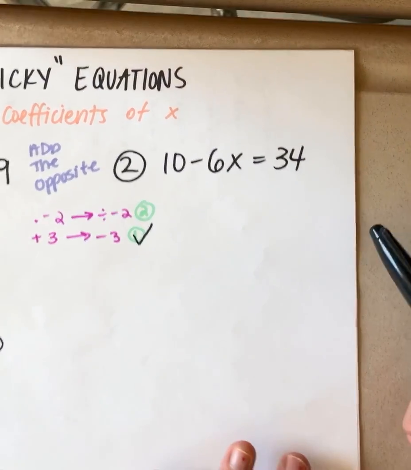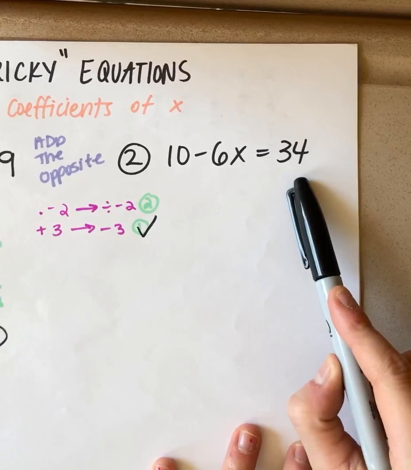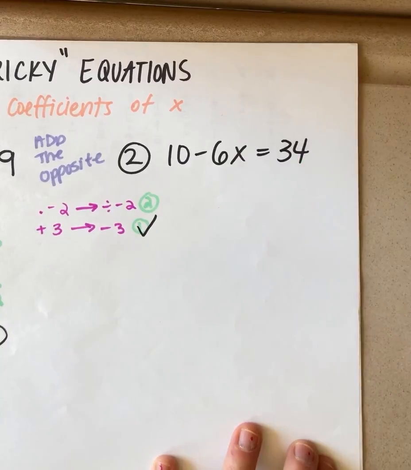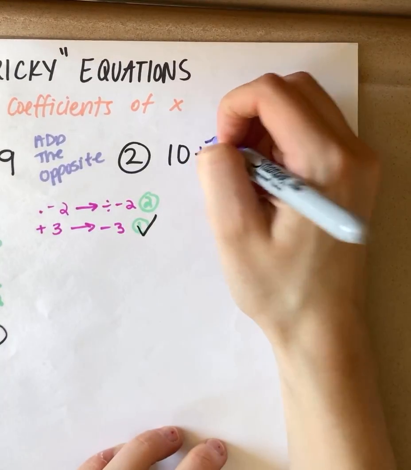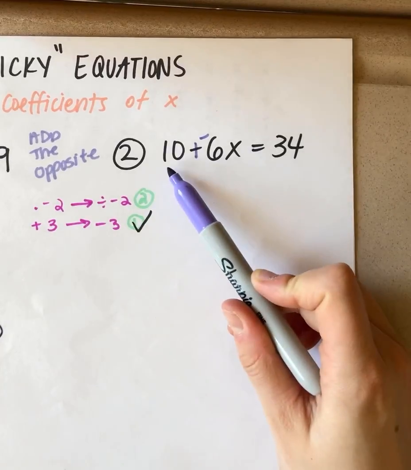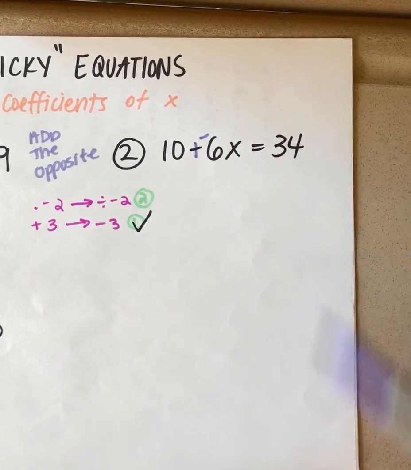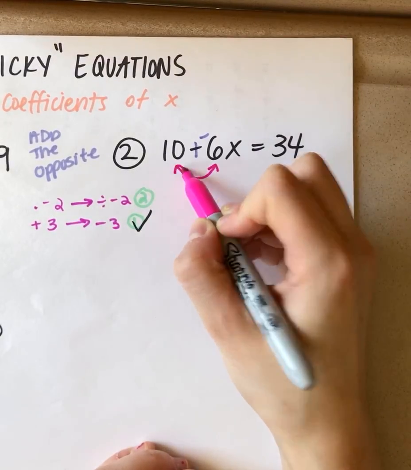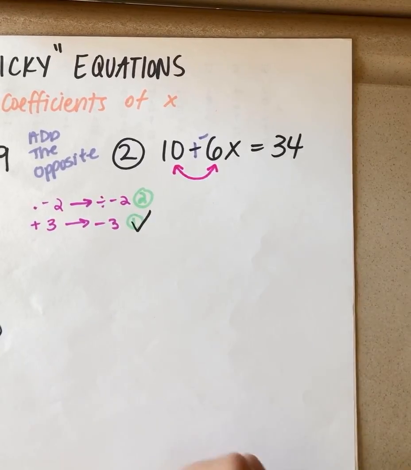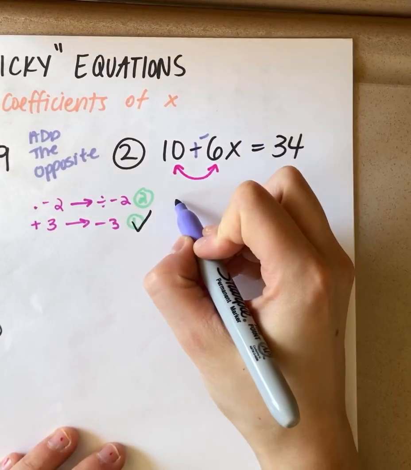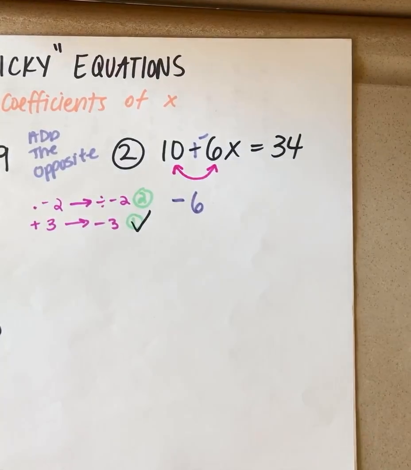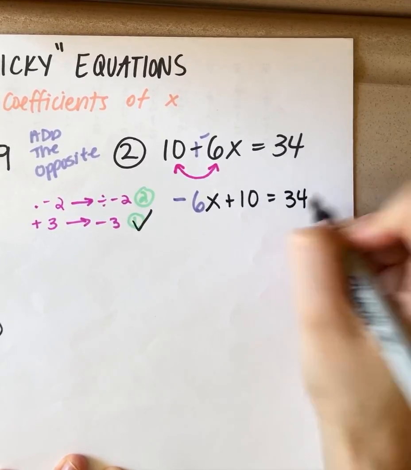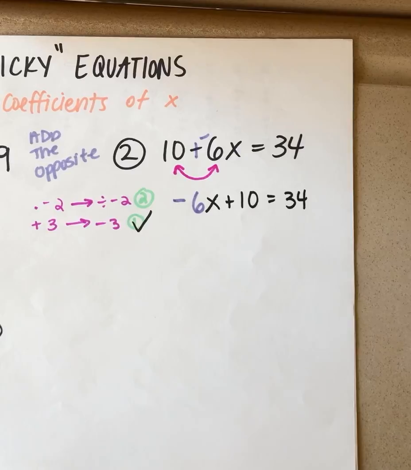In number 2, I have a similar thing happening. 10 minus 6x is 34. So I'm going to go through the first step. I'm going to add the opposite. That gives me the equation 10 plus negative 6x is 34. I can switch around the terms here because the commutative property says I can always switch around that addition. So I'll rewrite my equation as negative 6x plus 10 is 34, making that negative 6 stand out because this is the thing we always forget.